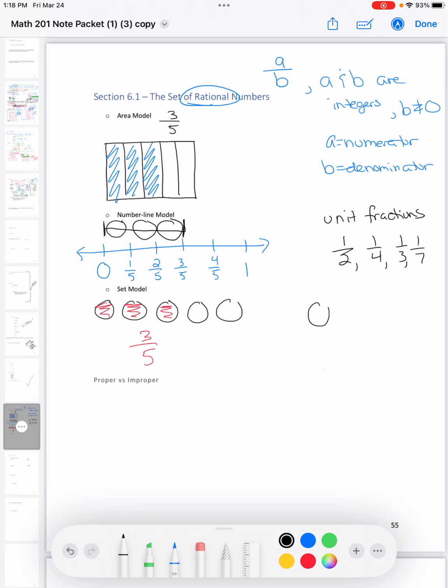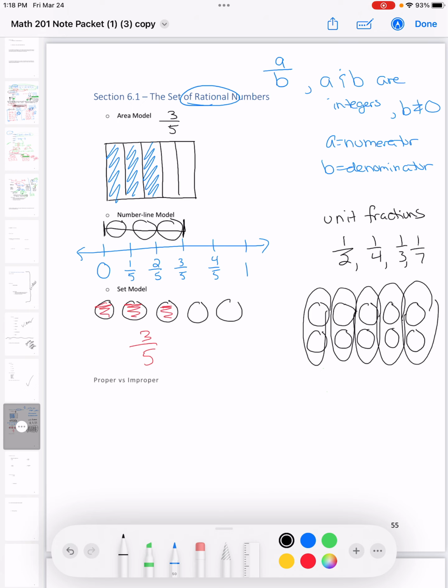I'm going to draw another set model that would also be 3/5. We will talk about equivalent fractions. We're going to get to that, so just hang on a minute. I know that this has more than 5 things in it. But for 3/5, I also could think about splitting this set into 5 groups, and I would color everything in 3 of those groups. So this same fraction has a different set model. So those are 2 different set models for 3/5.